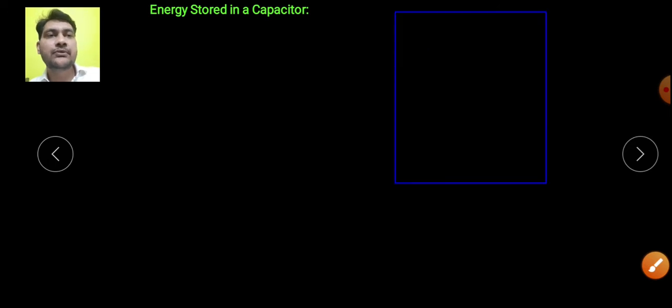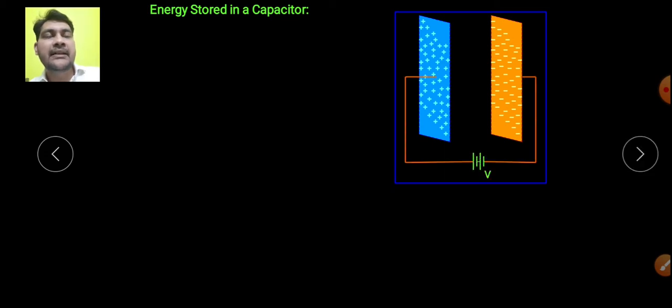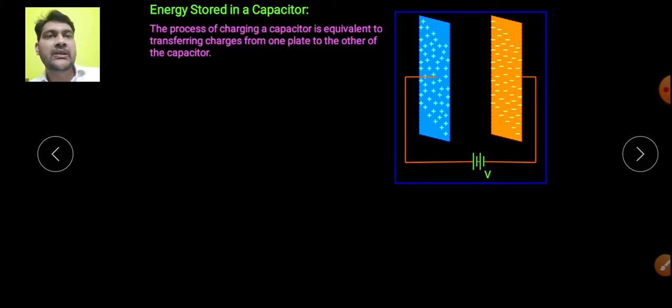Okay, let us move on. Suppose these are two parallel plates of a parallel plate capacitor. Positive charge is there on one plate and negative charge is there on the other plate. Let these plates be connected to some source of potential difference, say a battery. Then the process of charging a capacitor is equivalent to transferring charge from one plate to the other. We have already studied what actually happens when the plates of a capacitor are connected with a battery.